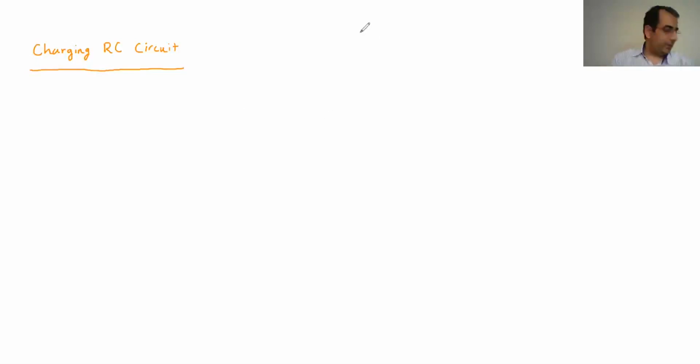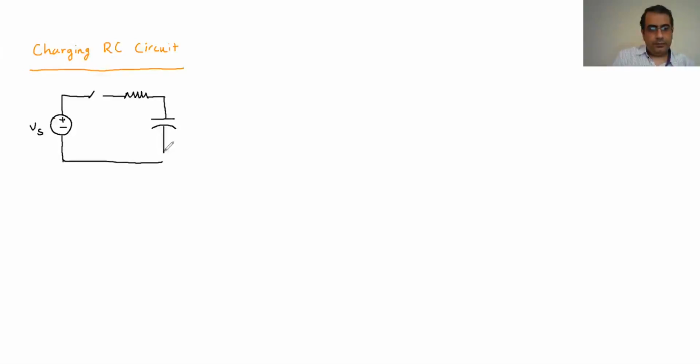So assume that we have a circuit like this. There's a battery that has a voltage of Vs, the source voltage, and then it's connected like that. So there's a key, and then there's a resistance, and then there's a capacitor after that resistance, and then it's going to be closed.